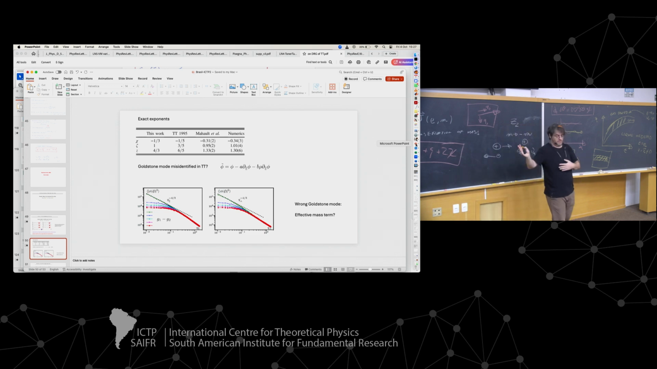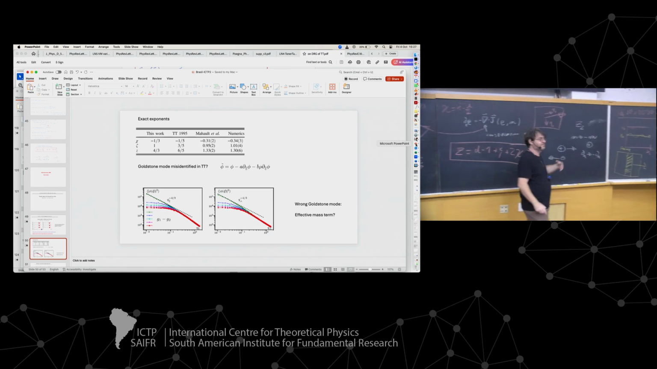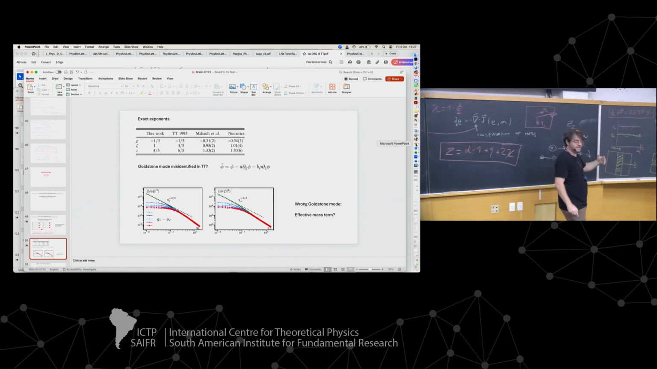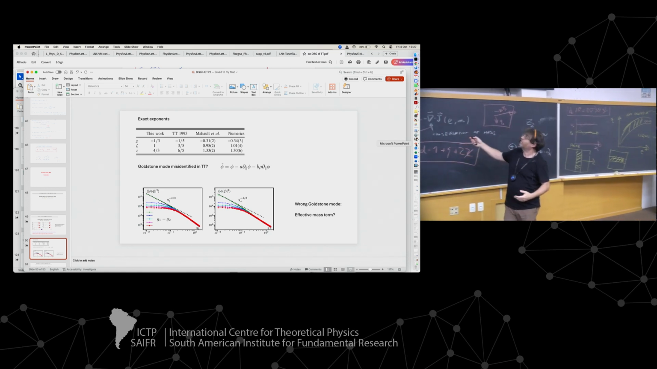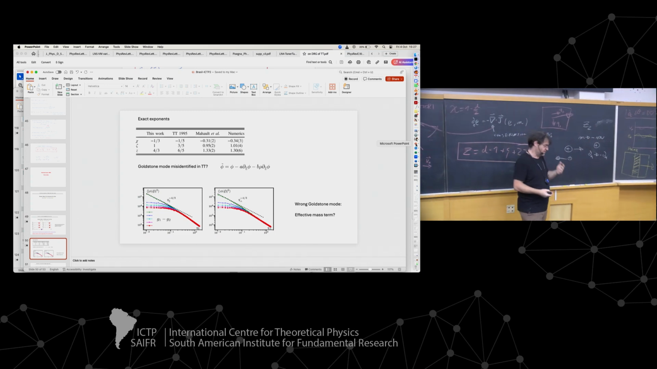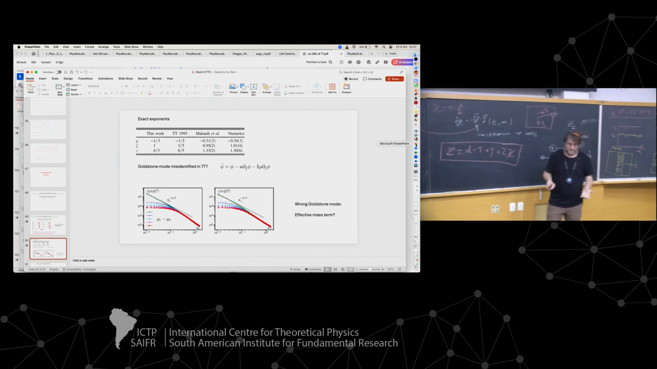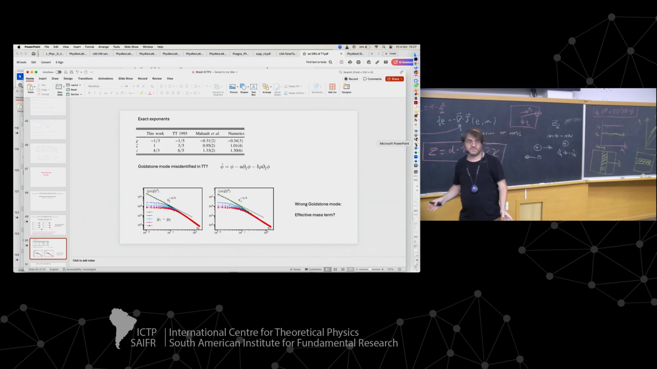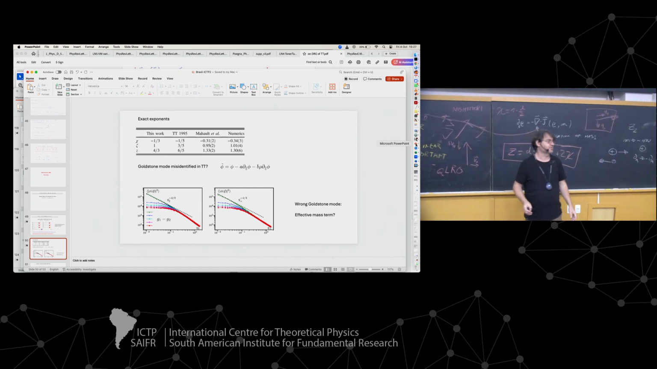So for the moment, the naive interpretation, some calculation should be needed, is that the misinterpretation of the Goldstone mode caused an effective mass term to appear in the equation, okay? Which prevented further progress. And that's the story which I wanted to tell you.